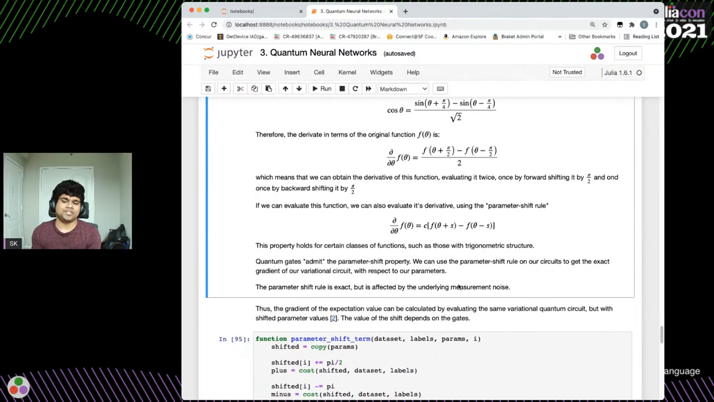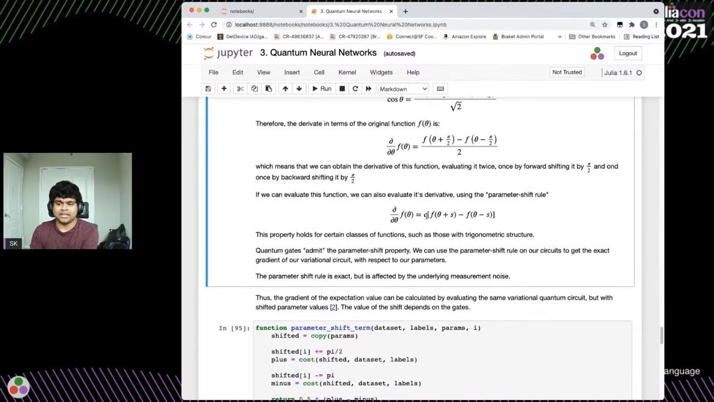Functions that exhibit this property are said to admit the parameter shift rule, and it has a name, right? It's called the parameter shift rule. And more generally, it can be expressed by this formula, where you have C and S, where C is some constant, and S is the amount by which you're shifting those parameters forward and backwards, and evaluating it over that function. So the class of functions that exhibit this trigonometric structure is said to admit the parameter shift rule.